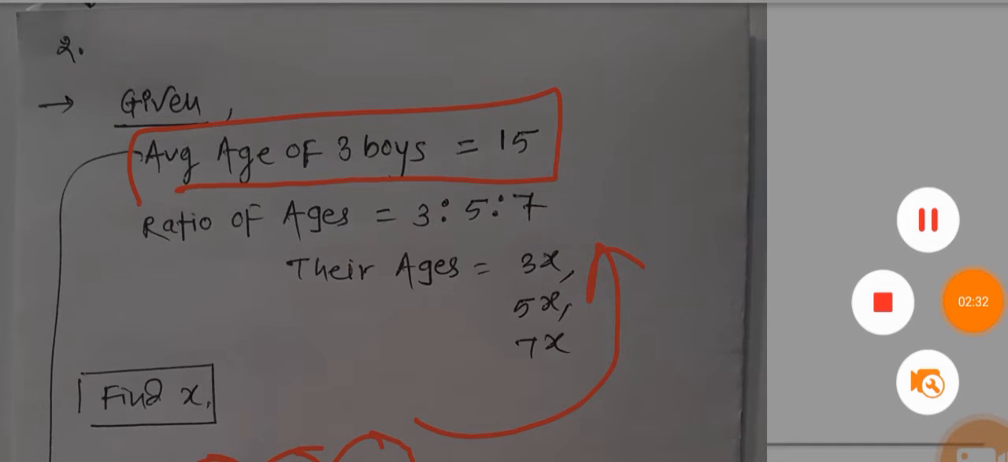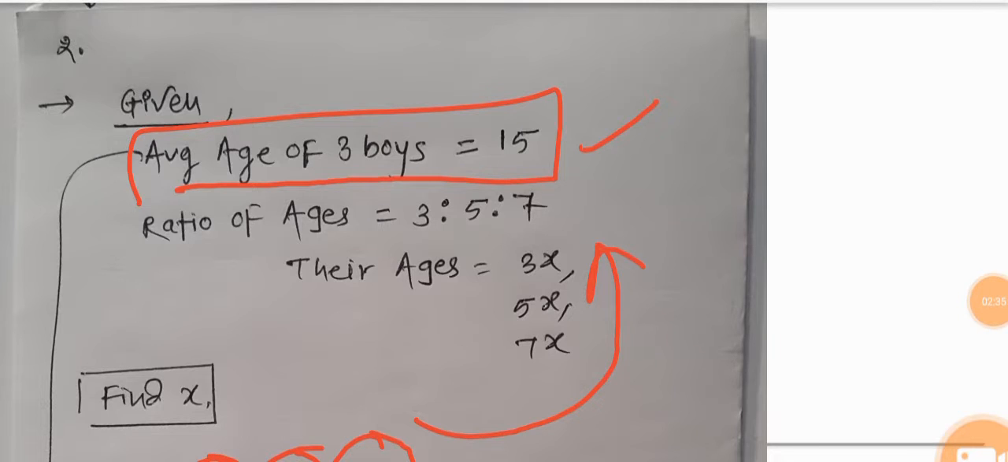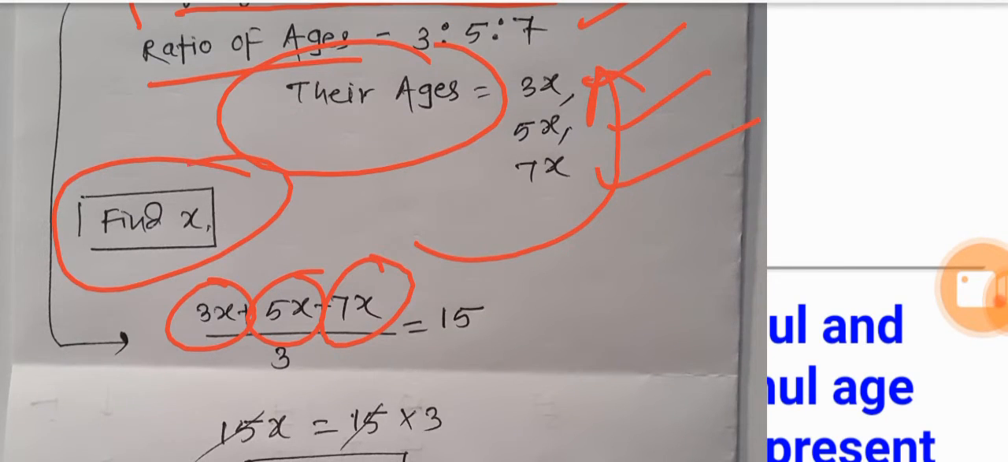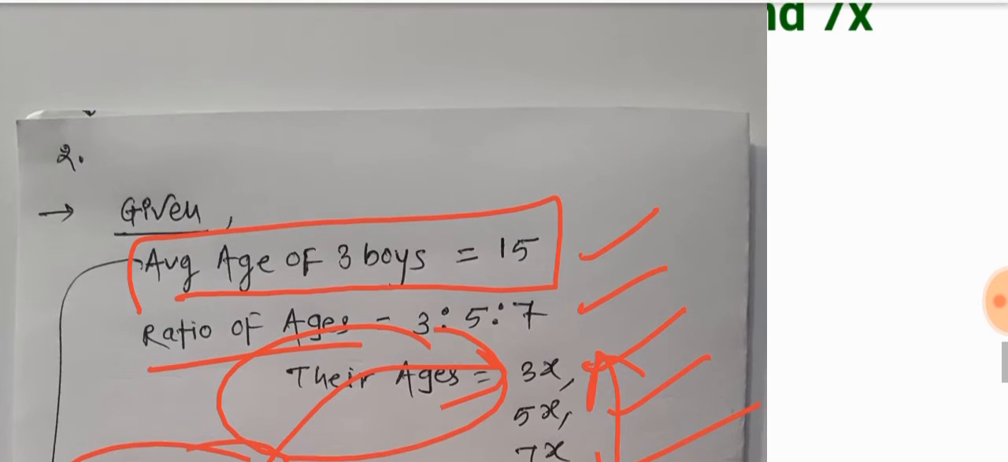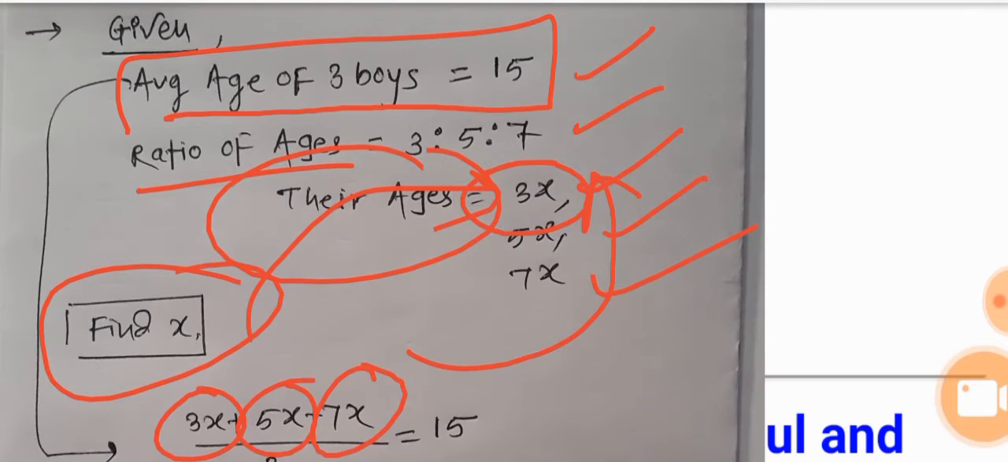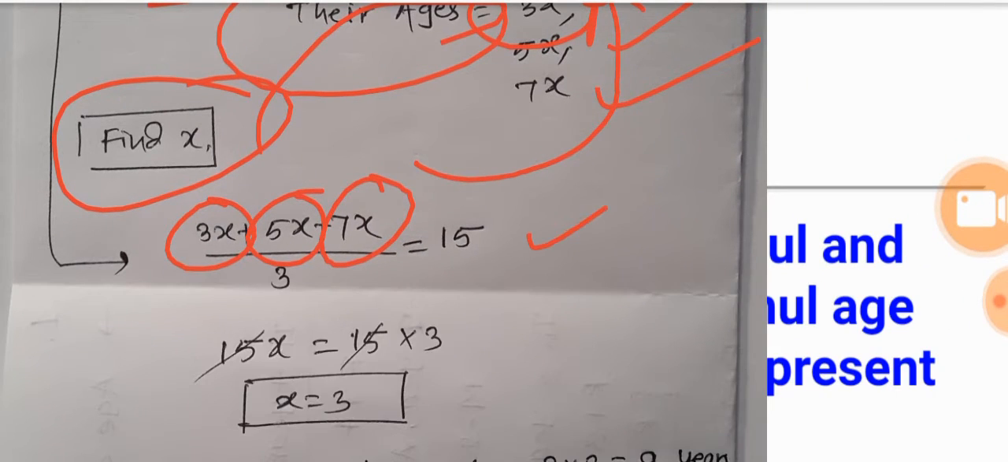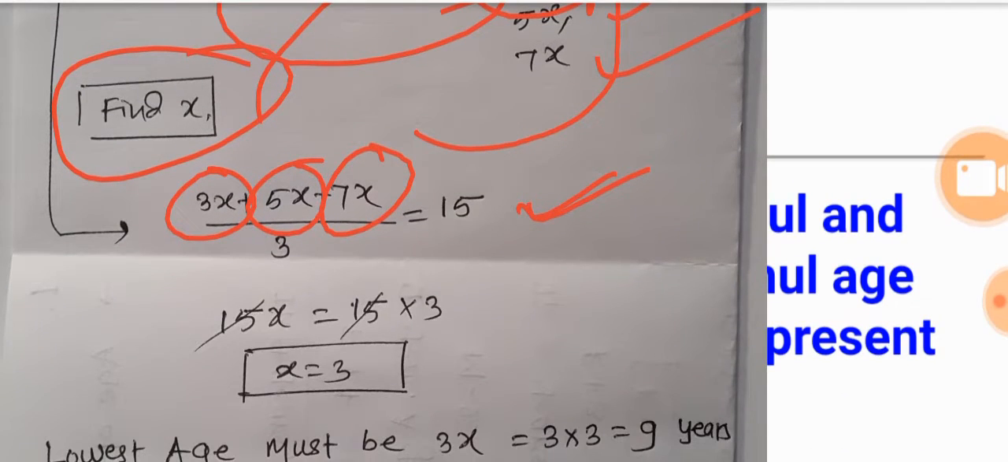Now let's solve it. Average age of 3 boys is 15, given data. Ratio of ages is 3 is to 5 is to 7, then their ages should be 3x, 5x and 7x respectively, and we have to find x and put the value into the youngest one, because we have to find the age of the youngest boy, and 3x should be the youngest, means smallest age. Then we can get this formula after using the average. Average means sum of these divided by number. How many are there? Is equal to 15.